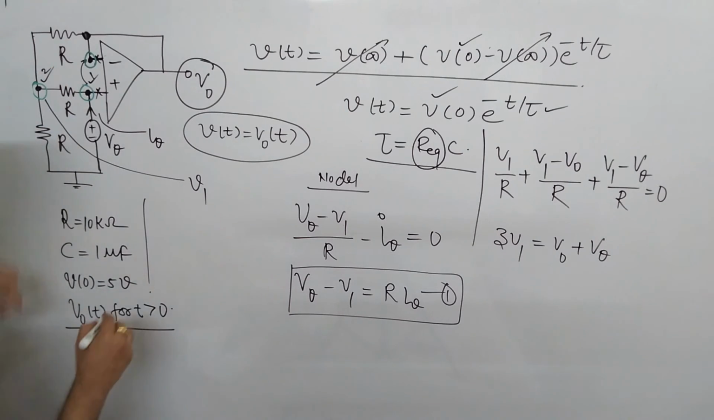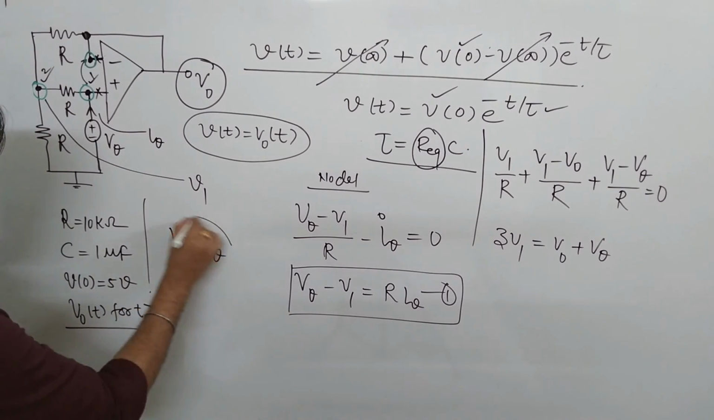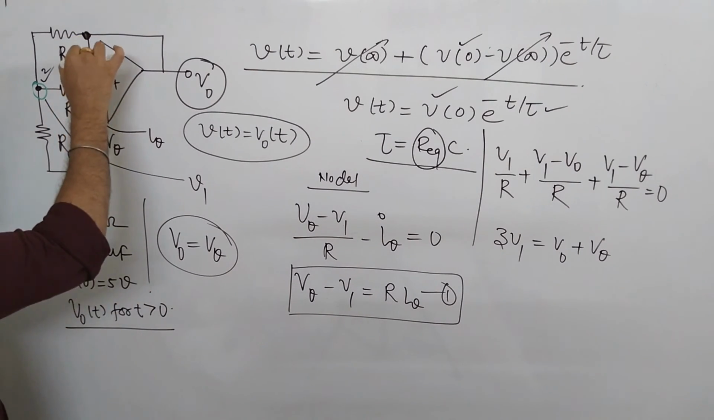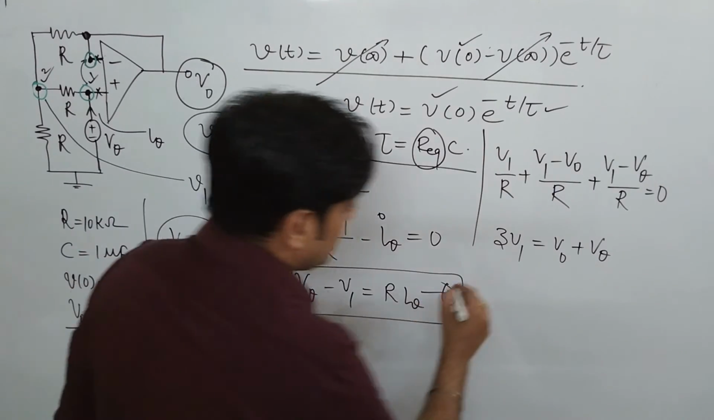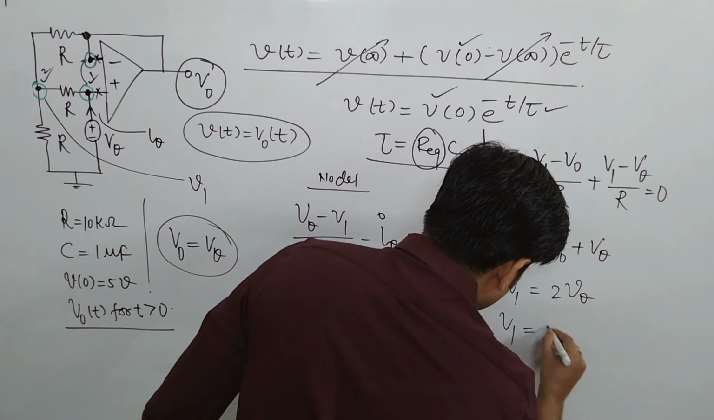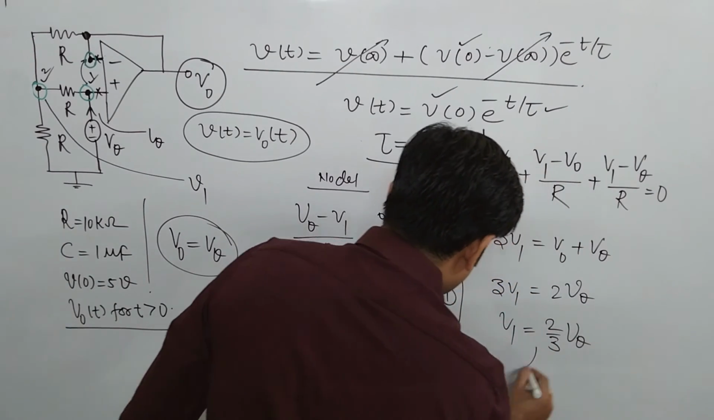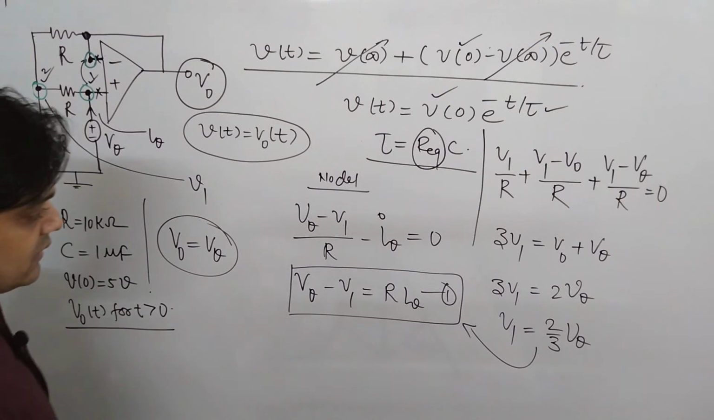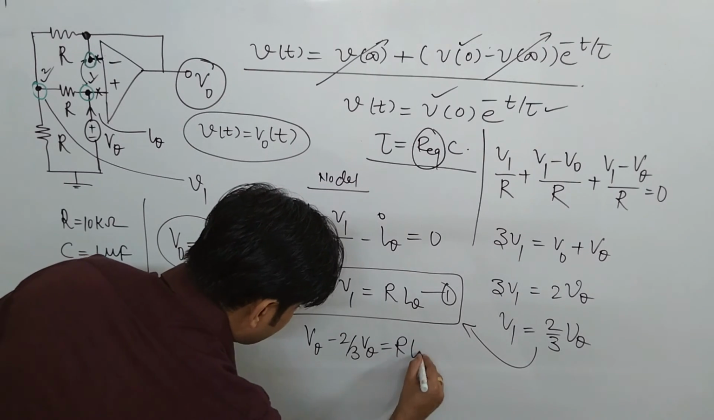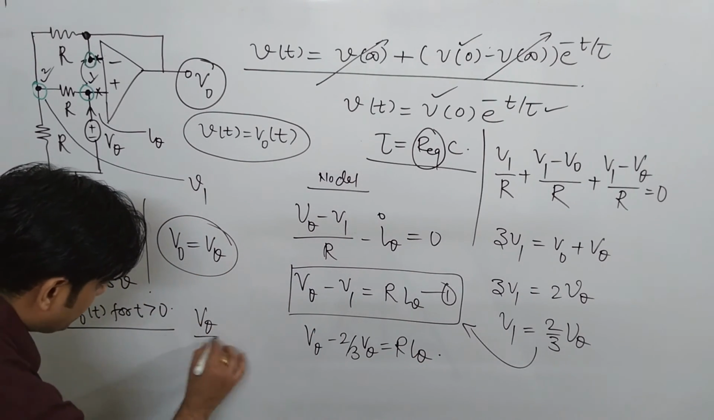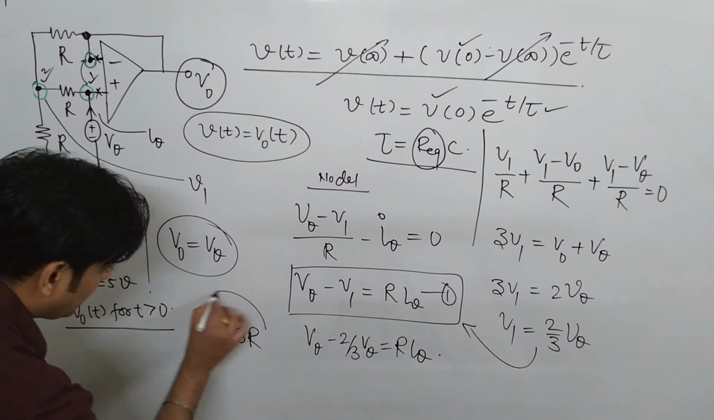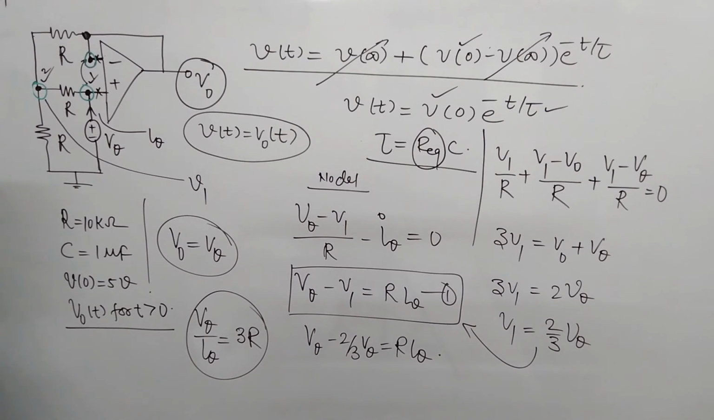And from here, if you see, V0 is equal to V theta. Yes, from the concept of virtual ground, V0, this node potential and this node potential are equal. So from here you can say that 3V1 is equal to 2 V theta, or V1 is equal to 2 upon 3 V theta. If you put this value here, can you get the answer? Yes, it is V theta minus 2 by 3 V theta is equal to R times I theta. And if you solve it, V theta upon I theta comes to be thrice of R.